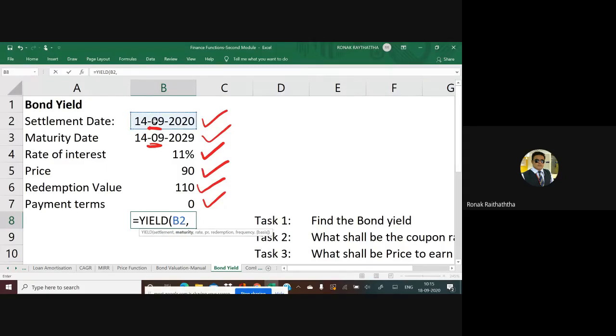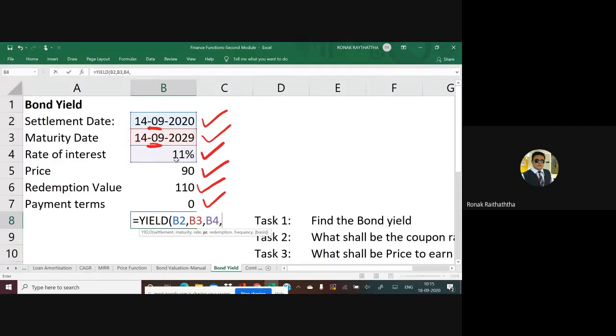Comma, to go to the next parameter, we have maturity. So selecting the maturity date from here, maturity date is the second parameter. Comma, rate is the interest rate we get. So what is the interest rate we have got in this case? 11%. So I'm selecting 11% over here.